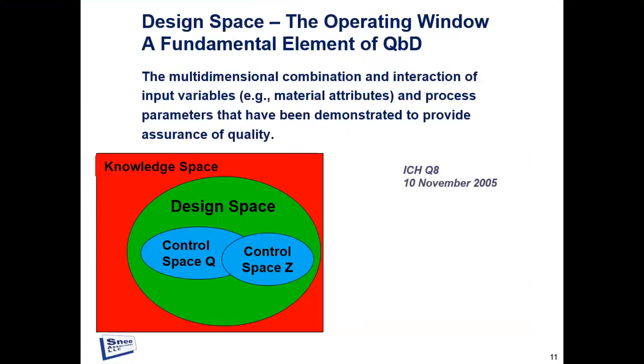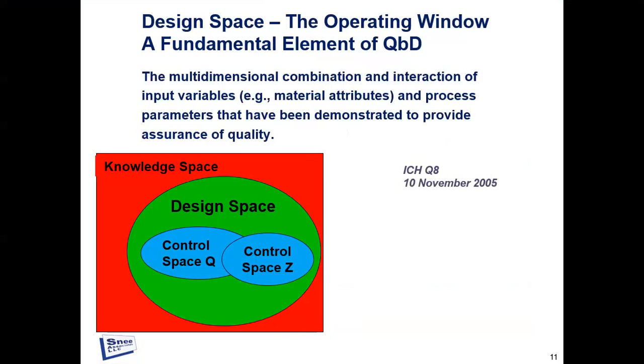Now let's talk about the design space or the operating window. It's a fundamental element of quality by design, and here we define it as the multidimensional combination and interaction of input variables and process variables that have been demonstrated to provide assurance of quality. If you look at the Venn diagram down in the left-hand corner, you see the red area is the knowledge space. The design space is that combination of variables, in the knowledge space, where we can effectively operate the process. But obviously we have to control it.